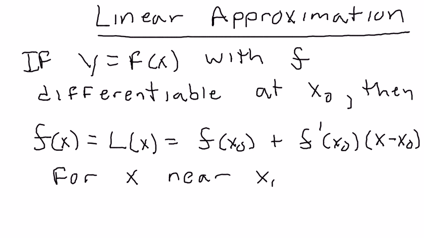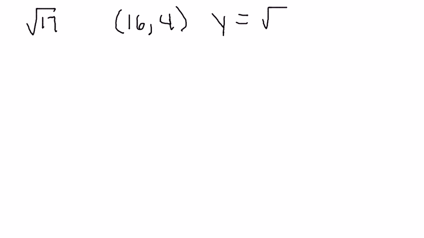for all x values near the original value. So for instance, if I got further and further away from 9, let's say I was approximating 9.1, I'd be pretty close, but if I was trying to approximate 10, I'd be further away from the approximation. So say we want to approximate the square root of 17 by using the point near that, which would be the point (16, 4), on the graph of y equals the square root of x. So we want to write the linear approximation of the function y equals the square root of x at the point (16, 4).